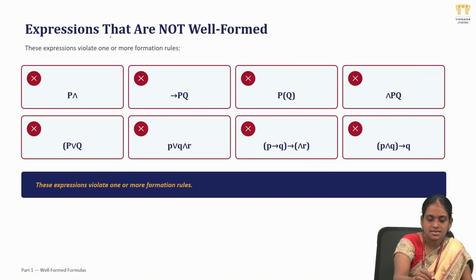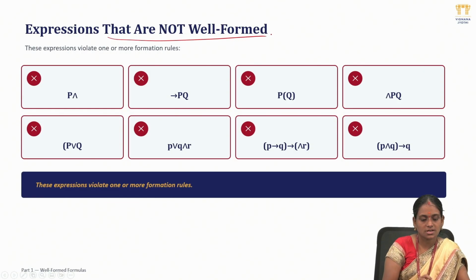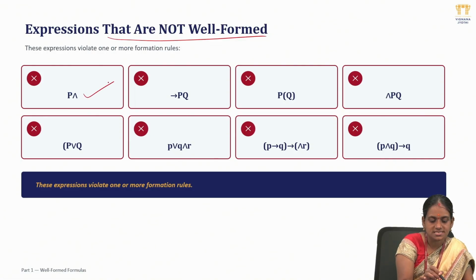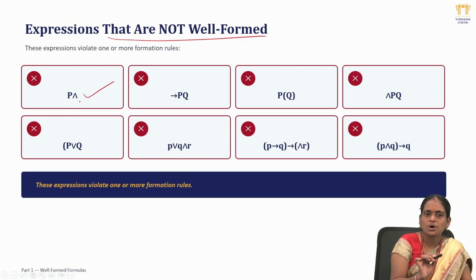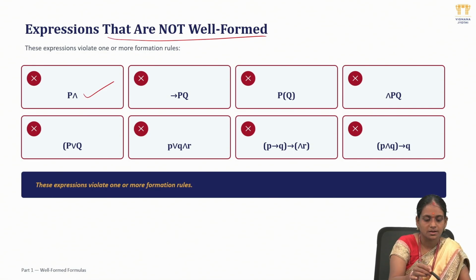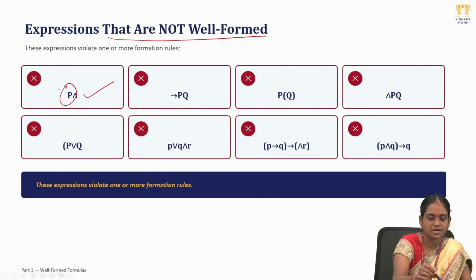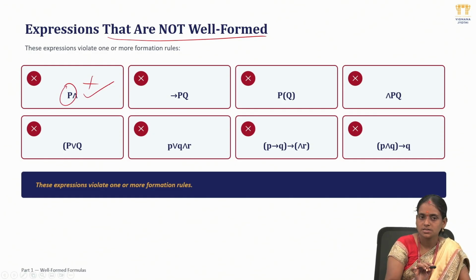And next, these are not well-formed formulas. Just you can see here, first case, P and. To perform the conjunction operation, we compulsorily need to take more than one statement. But here we are having only one statement. We are not having one more statement, so we can't apply the conjunction operation. So this is not a valid well-formed formula.